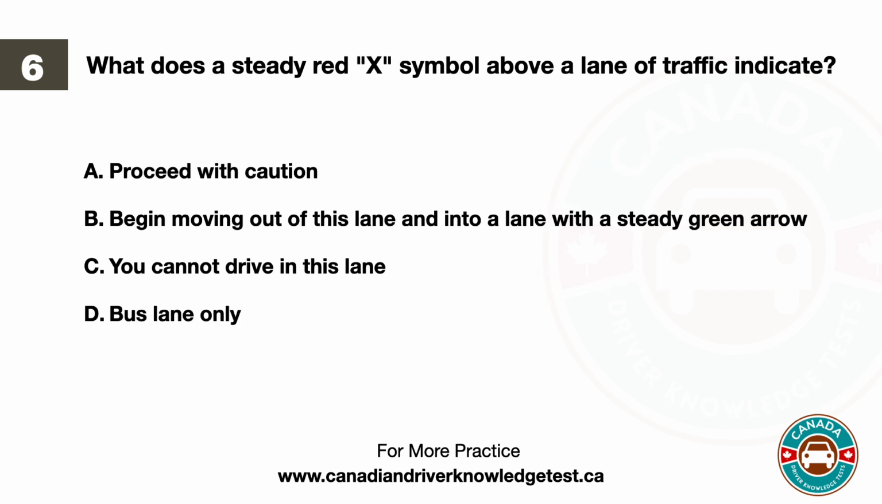Question 6. What does a steady red X symbol above a lane of traffic indicate? A. Proceed with caution. B. Begin moving out of this lane and into a lane with a steady green arrow. C. You cannot drive in this lane. D. Bus lane only. The answer is C. You cannot drive in this lane.